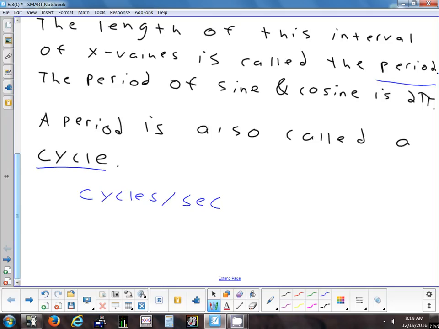AC current. Yeah, what about AC current? What does that have to do with how many cycles per second? It switches from positive to negative how many times per second? Do you know how many times? Alternating current switches back and forth 60 times per second. And cycles per second is named after someone: hertz. 60 hertz. So that is a term that's used. We don't use it as much, but alternating current oscillates 60 times per second.